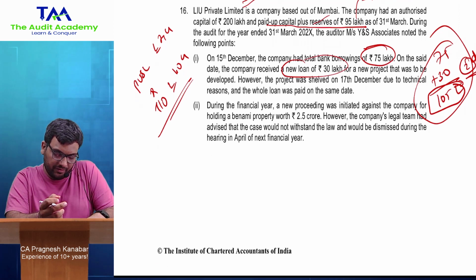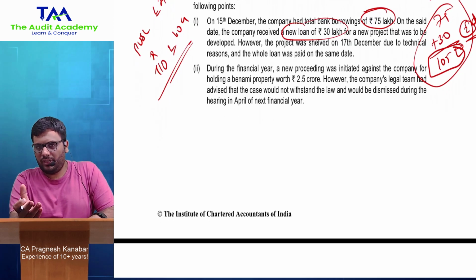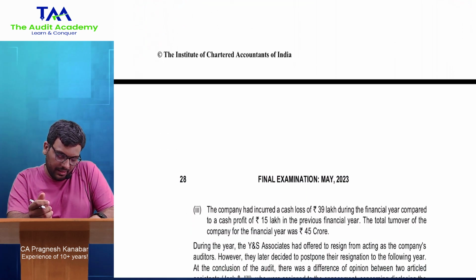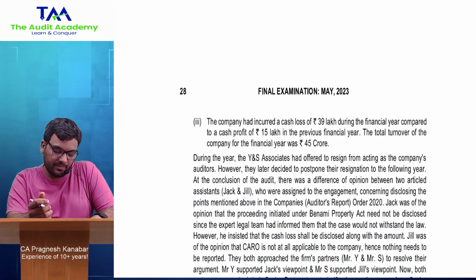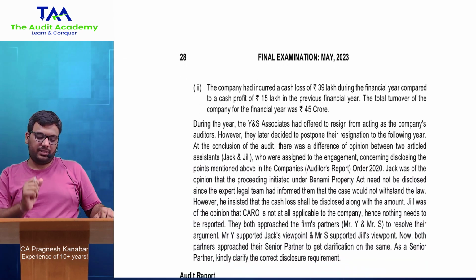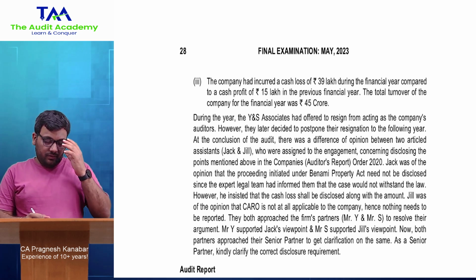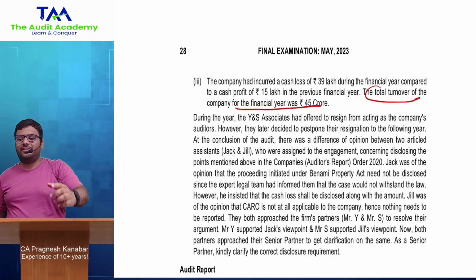However, the company is okay. So there is a Benami property point. That is reported in CARO under clause 1. But the point is, is CARO applicable or not? The company incurred a cash loss of rupees 39 lakh during the financial year compared to cash profit of rupees 15 lakh in the previous financial year. The total turnover of the company for the financial year was rupees 45 crores.